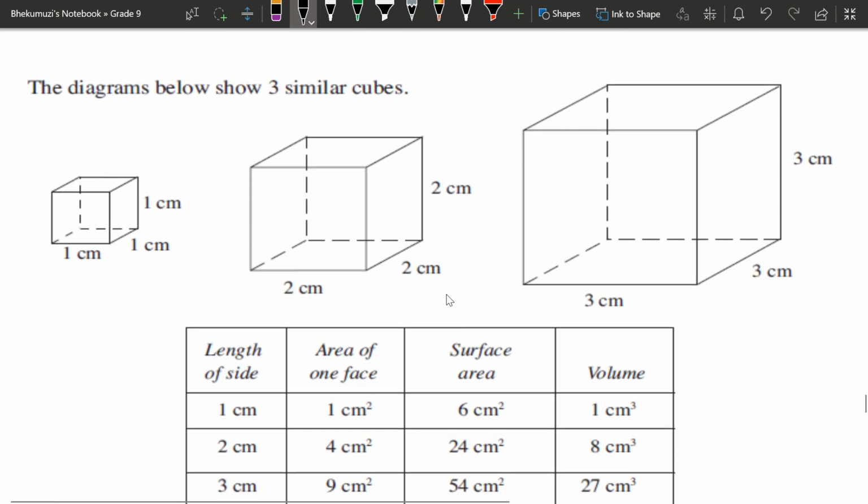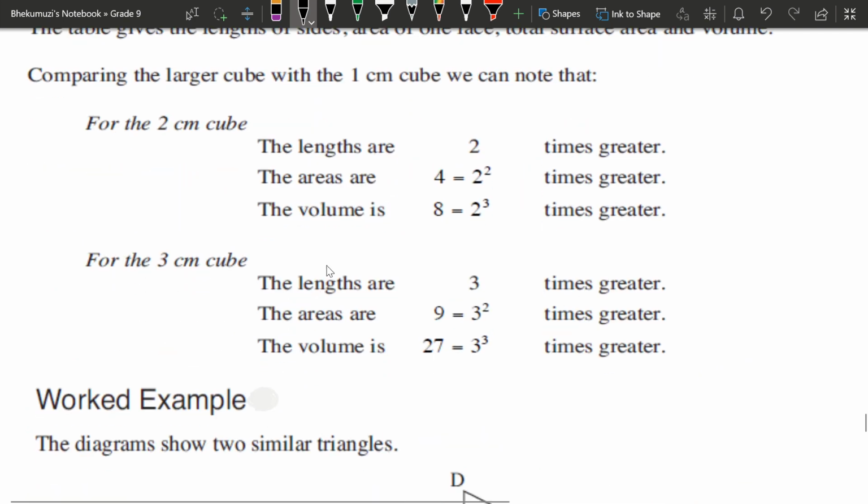So the diagrams below show three similar cubes, right? And these three cubes are similar because, when we look at what similarity means, it means that it's the same shape, right? All three of them are actually cubes, but the only difference is that the sizes of them are different. Okay, so they are still similar, and you can see that this would work out to be 3 to the power 2, and so on and so forth, right?